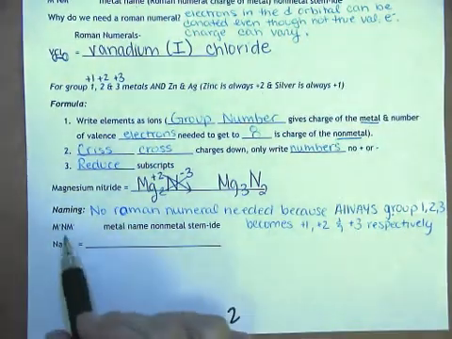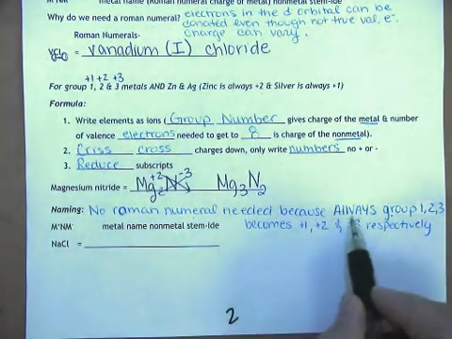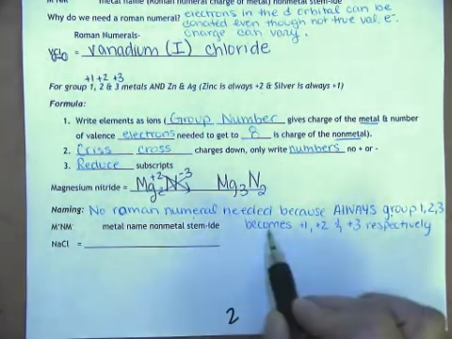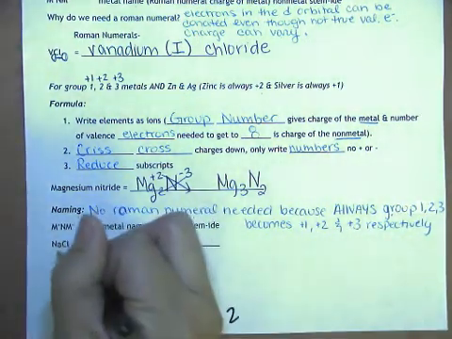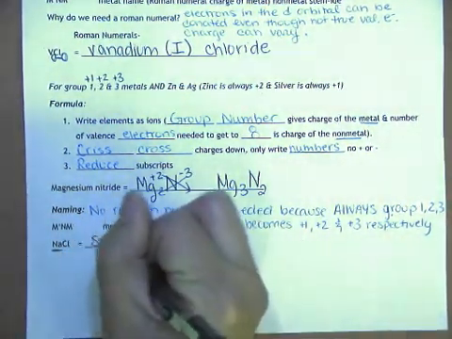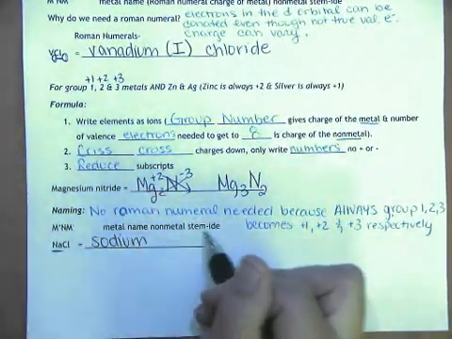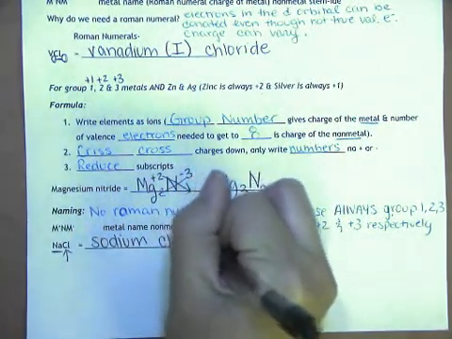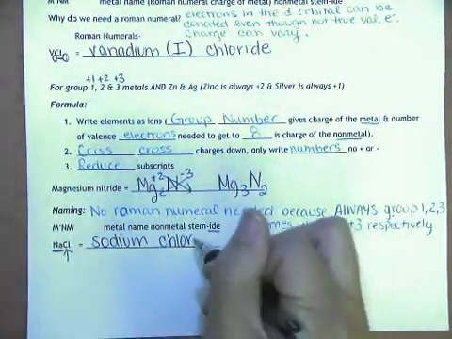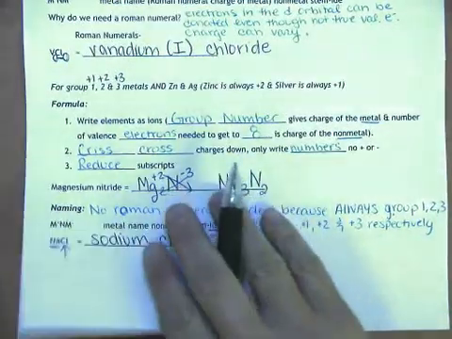Going the opposite direction, I name them. No Roman numerals needed, because for every case, group 1, 2, and 3 become +1, +2, and +3 respectively. So here I have Na, which is sodium, metal name first, and then my nonmetal, I use my stem, so the stem for chlorine is chlor, and then I add my IDE ending. So NaCl is just sodium chloride.